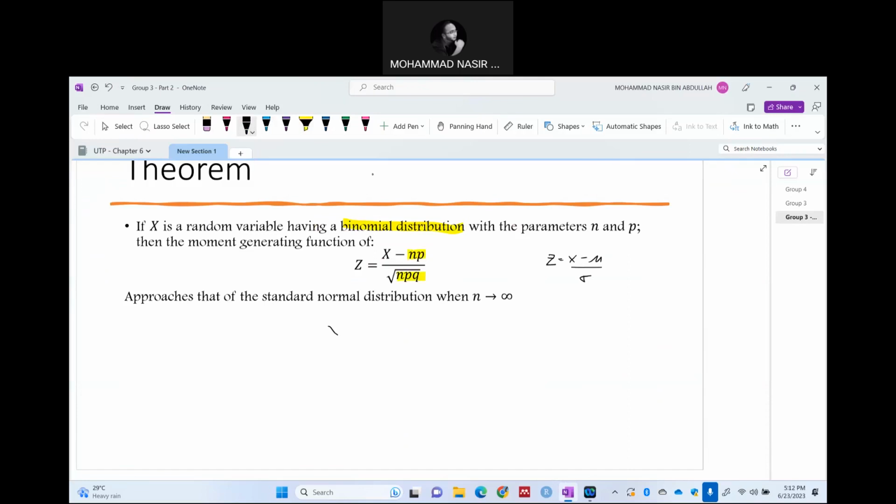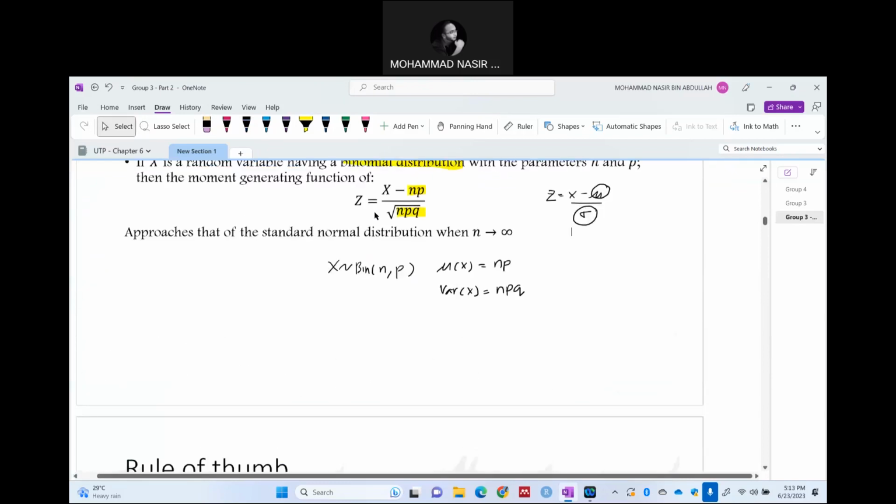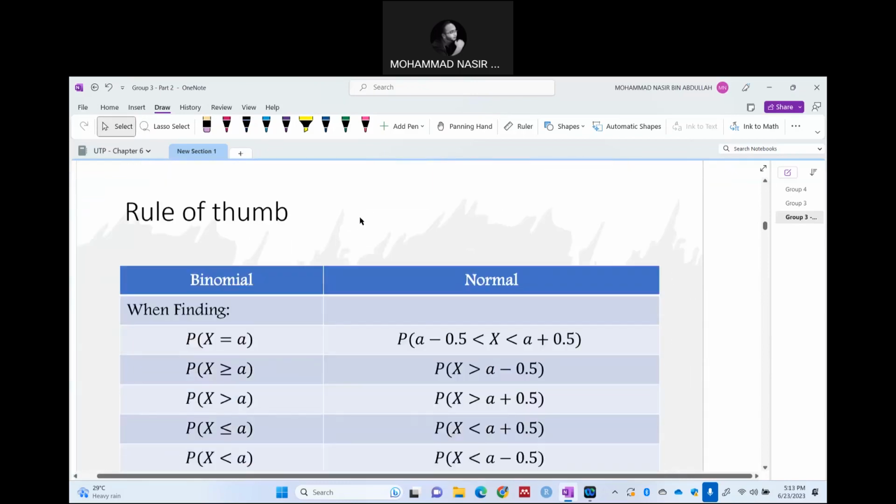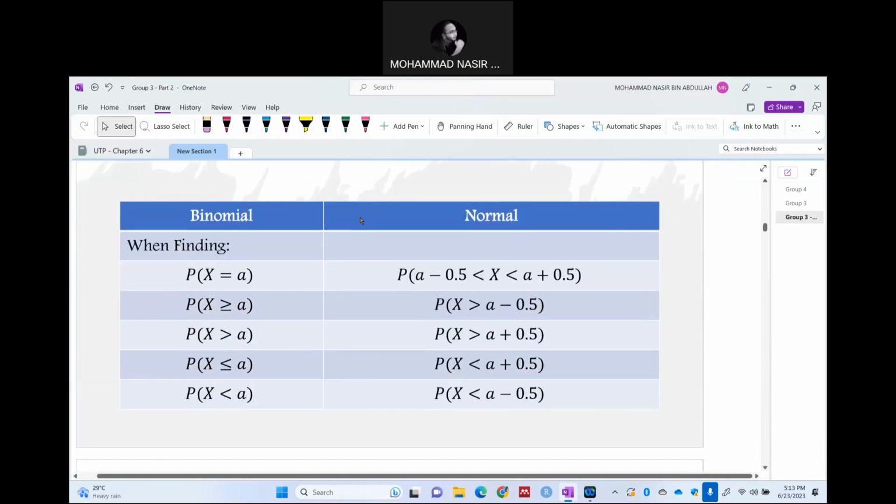For the binomial distribution, let's say X has a binomial distribution with parameters n and p. So the mean of X will be equal to np, right? So remember, the variance of X is equal to npq. So we just replace the mean with np and the variance with npq, right? So this one should be the square root of npq. Okay, right?